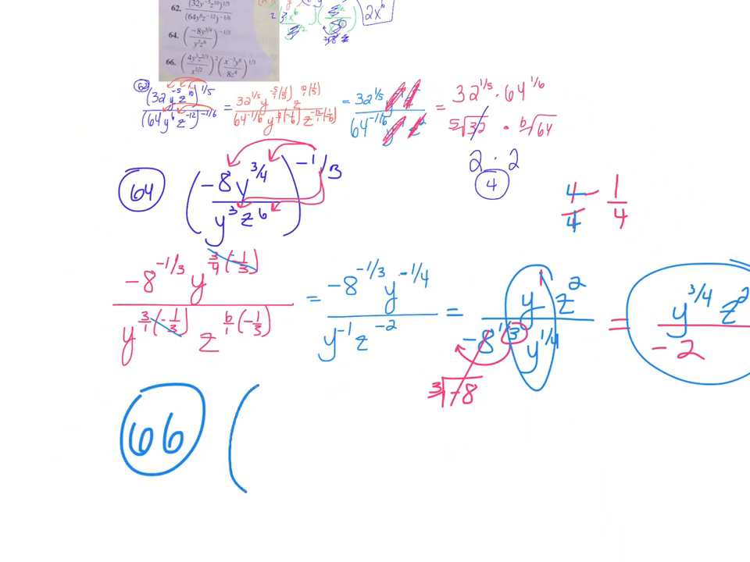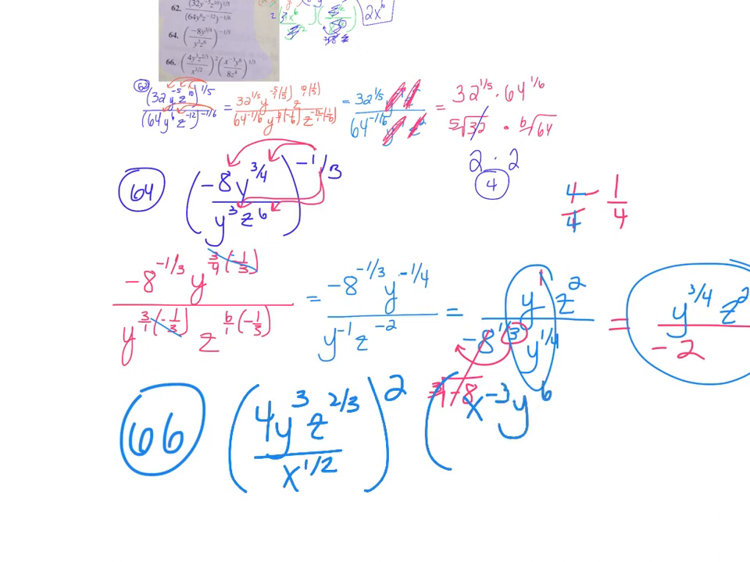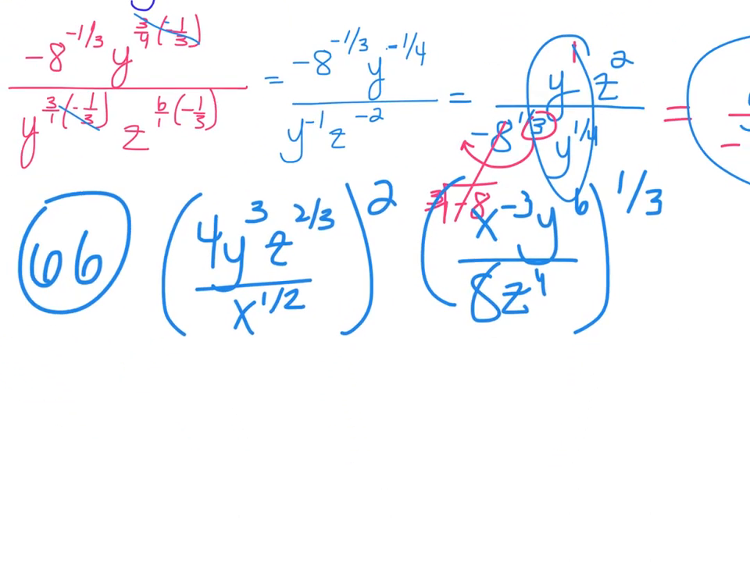4y to the third, z to the 2/3 over x to the 1/2, squared. And then we have x to the negative 3y to the 6th over 8z to the 4th, all raised to the 1/3. Okay, did I write that one right? Yes. Okay. So since I have an exponent on the outside, I'm going to distribute to every single thing inside, numerator and denominator.